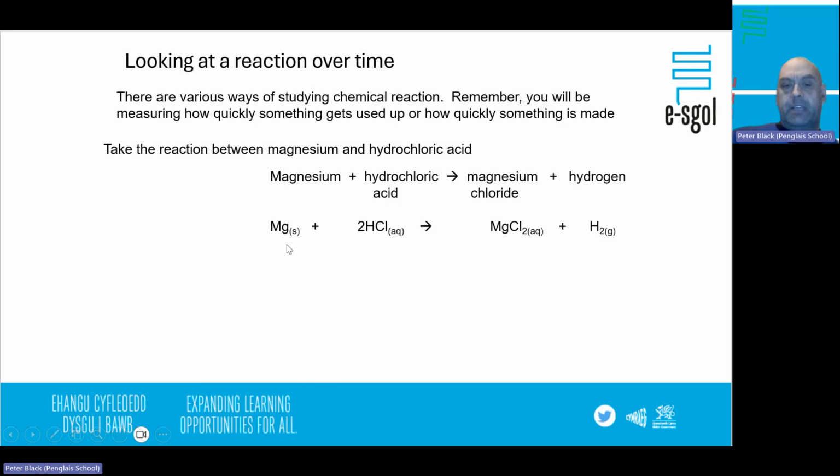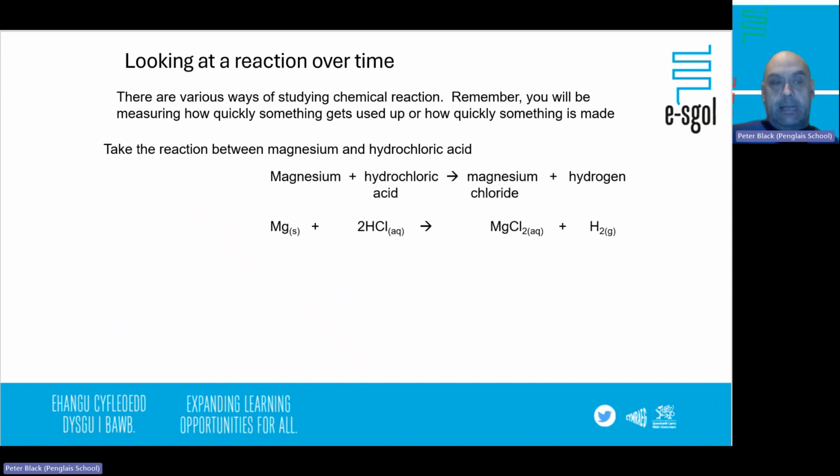And you should be familiar with these state symbols. This is the symbol S for solid. This is the symbol aq for solution. Here you can see that the product, magnesium chloride, is in solution. But the interesting thing here is that we're producing hydrogen, which is a gas.